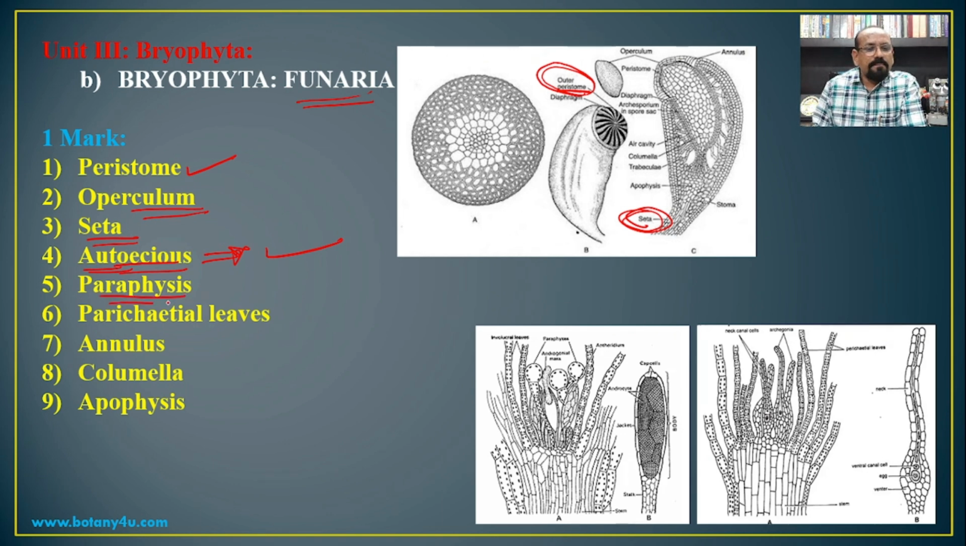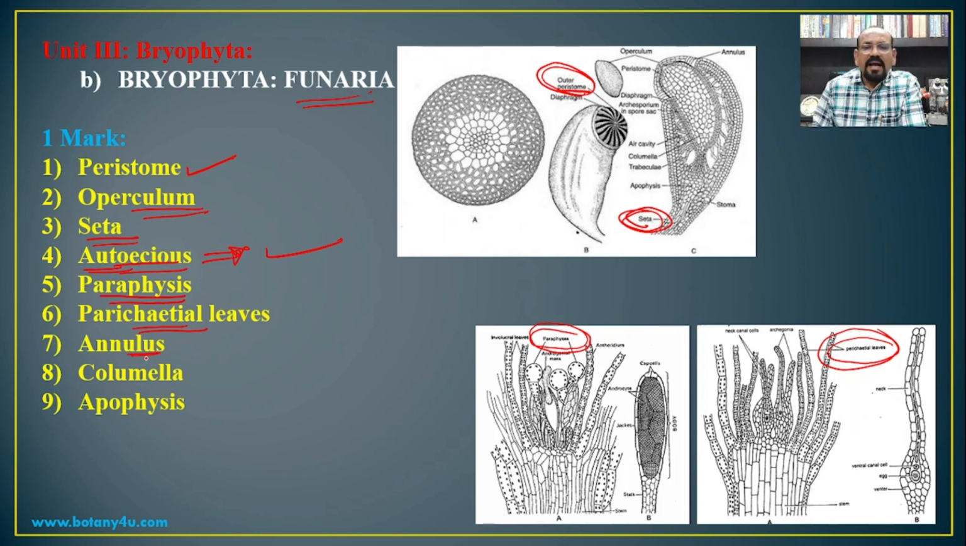Then paraphysis, if you see these structures of the male reproductive organs as well as the female reproductive organ, here the sterile branches which are present along with the antheridia, that is known as the paraphysis. If you see the same case in the female branch or the development of the archegonia, then you will find that here there are certain sterile leaves which are developing along with the archegonia, and that is known as the perichaetial leaves.